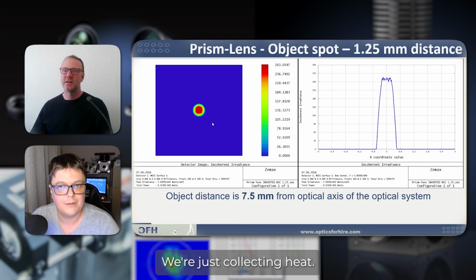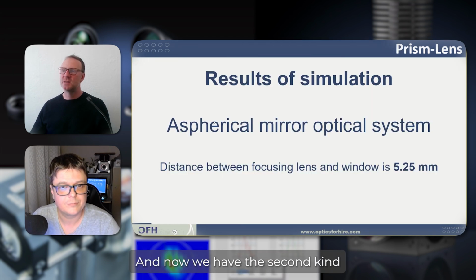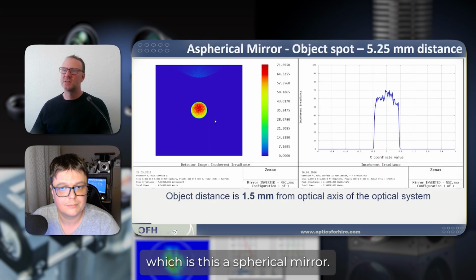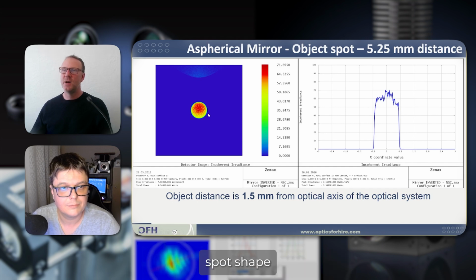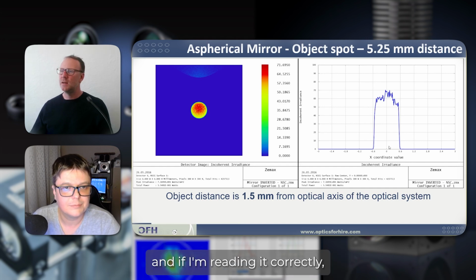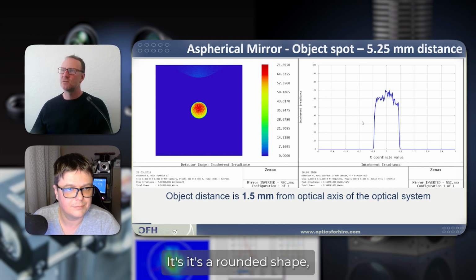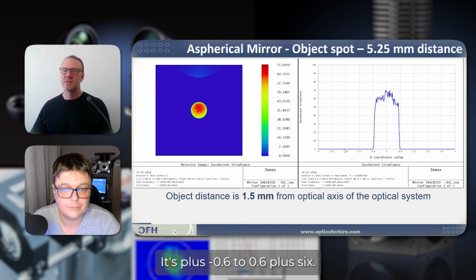We're just collecting heat. And now we have the second kind of architecture for the tip, which is this aspheric mirror. And again, we have a slightly different spot shape. And if I'm reading it correctly, the detector size is the same. It's a rounded shape, but the area that it's collecting is fairly comparable, I would say, right? It's plus minus 0.6 to 0.6, so yes.